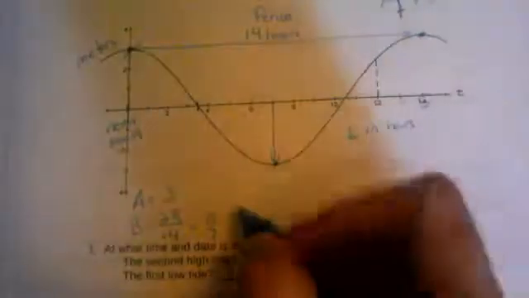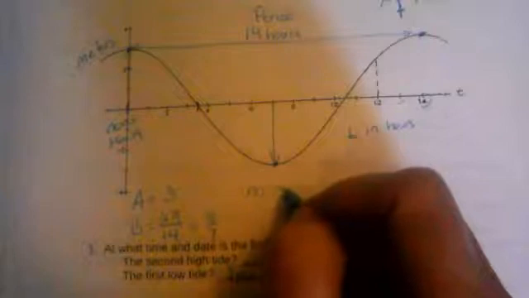So we need, in order to do this, our A value, our amplitude. So our amplitude is the height off of the midline, which in this case it looks like we're going up 3 or down 3. So our amplitude is 3. We need our B value, which is 2 pi divided by the period. And we said the period is 14 hours. So that's pi sevenths. And then we need the equation of the midline. So for the midline, it's just the x-axis. So there is no vertical shift.